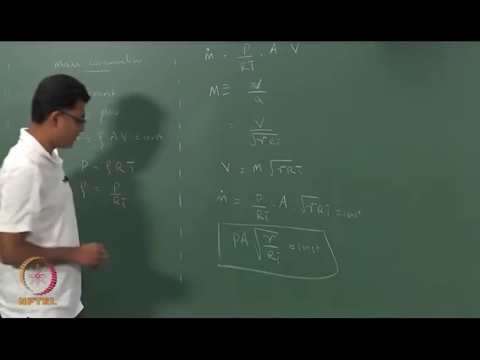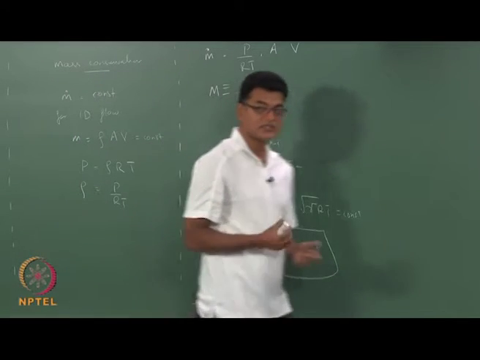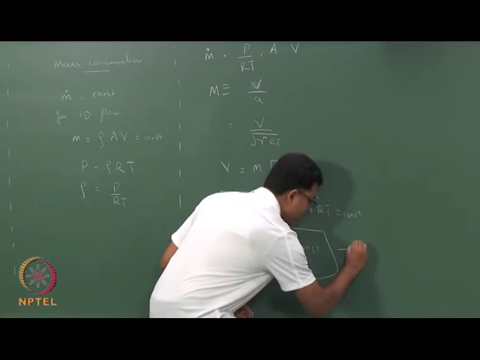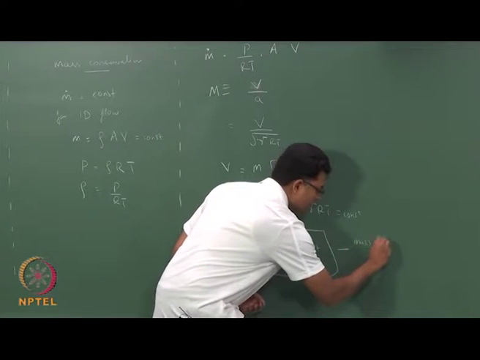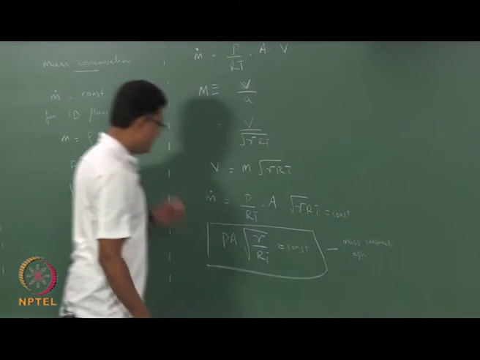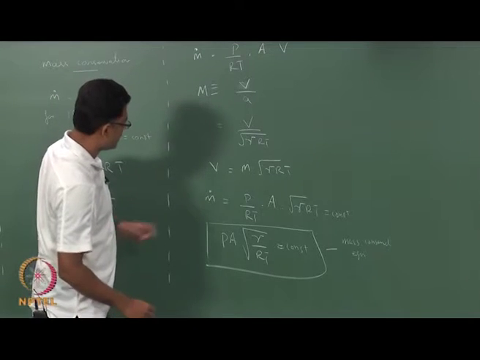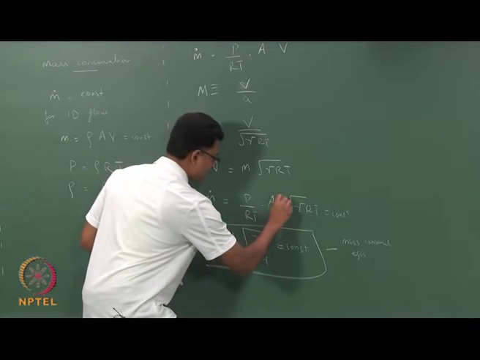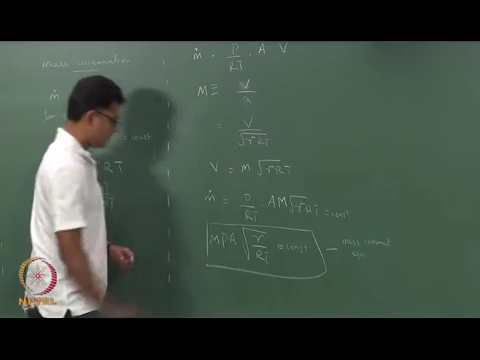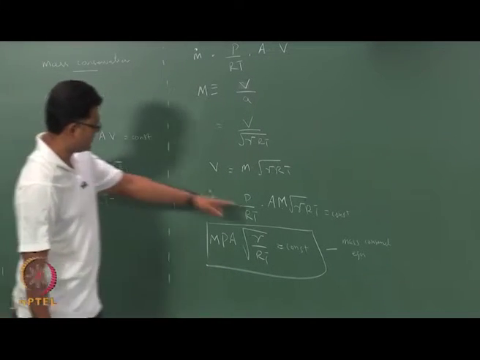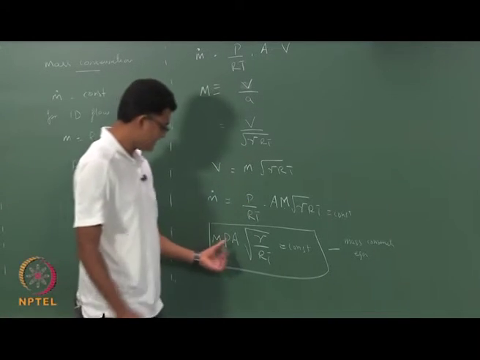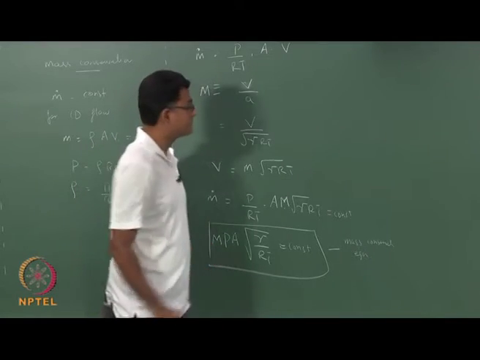So, this is another form of mass conservation equation. There is an M missing, Mach number M is here. Right. So, this is mass conservation in terms of Mach number.